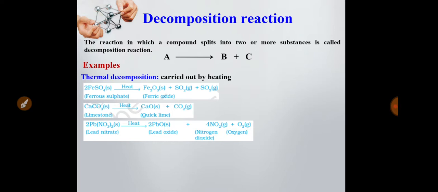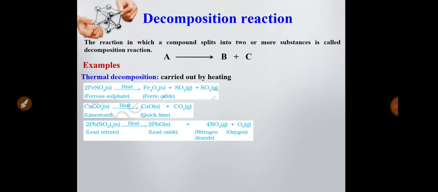Here lead nitrate solid is heated to form lead oxide, nitrogen dioxide gas and oxygen gas. Here the characteristic gas is nitrogen dioxide. It is a brown color gas. So when lead nitrate is heated, brown color nitrogen dioxide gas is evolved.